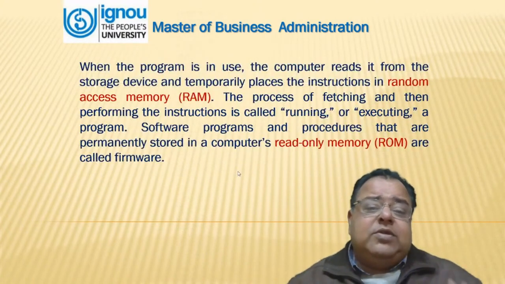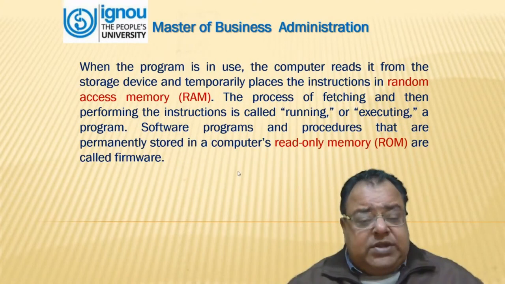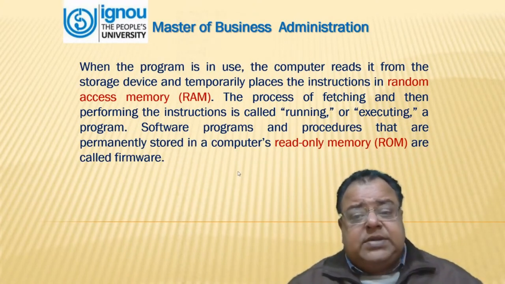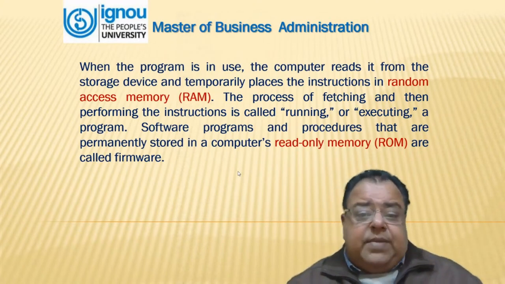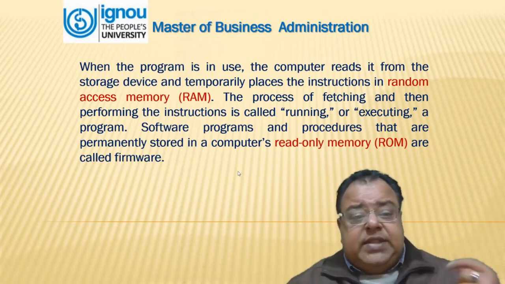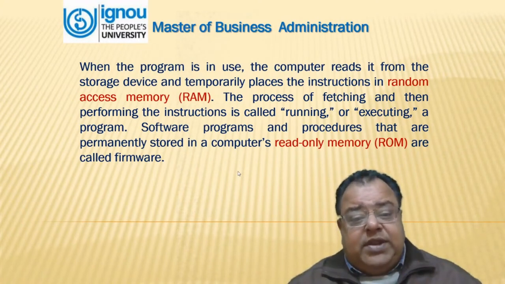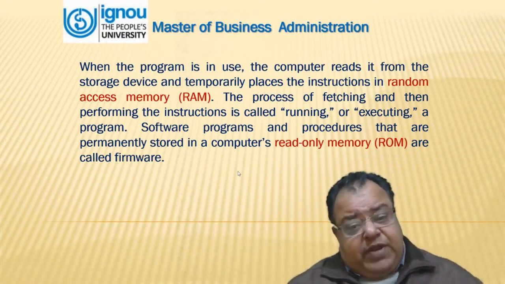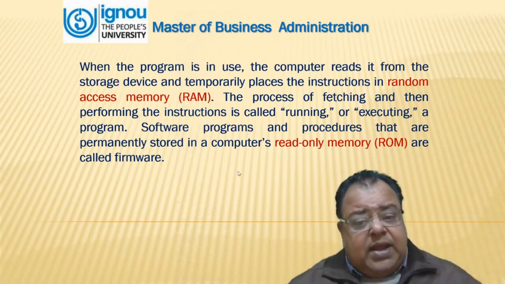When a program is in use, the computer reads it from the storage device and temporarily places the instructions in random access memory. The process of fetching and then performing the instructions is called running or executing a program. Software programs and procedures that are permanently stored in computers' read-only memory, that is ROM, are called firmware.